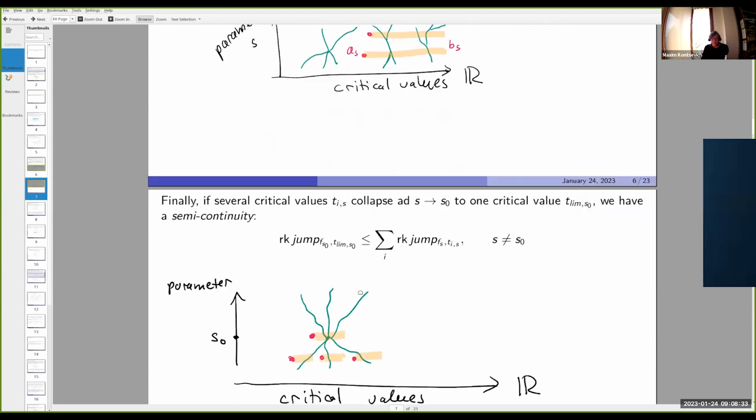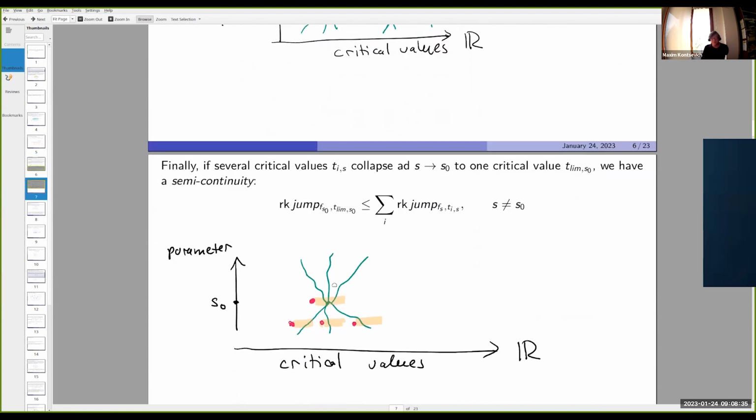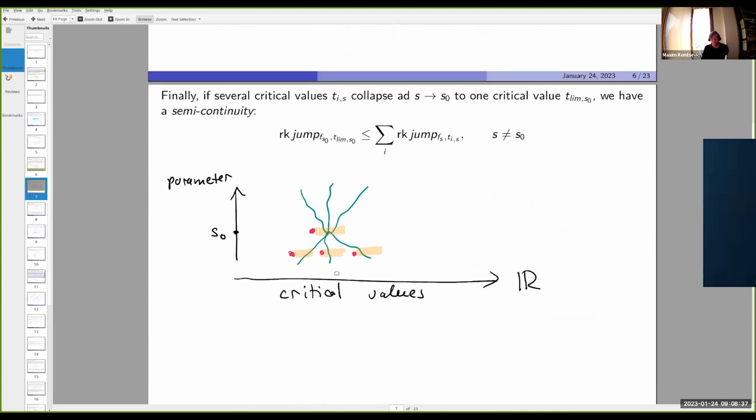So we get this continuity of homology. And finally, if you deform your function and several critical values collapse, say for some value of the parameters at 0, then we get semi-continuity. The rank of the vector space at the limiting point is less than or equal to the sum of ranks for nearby parameter values, for nearby critical values.